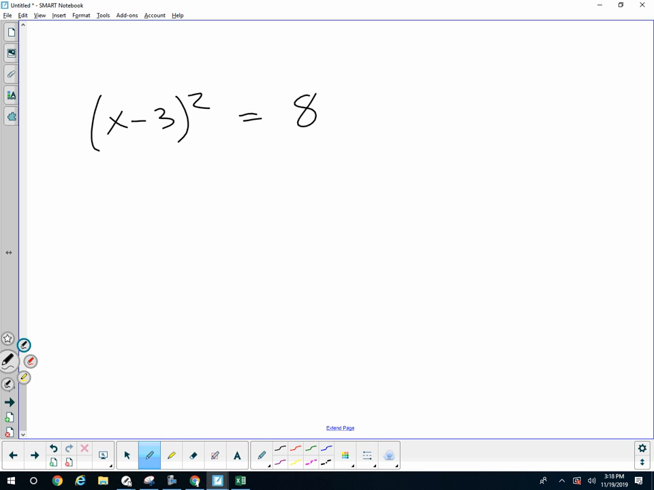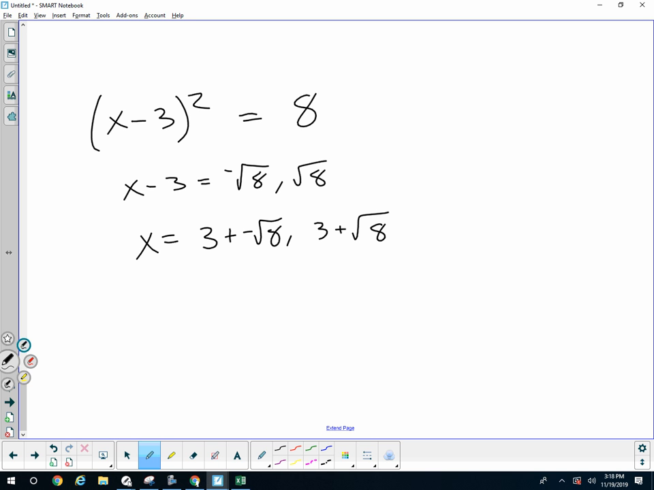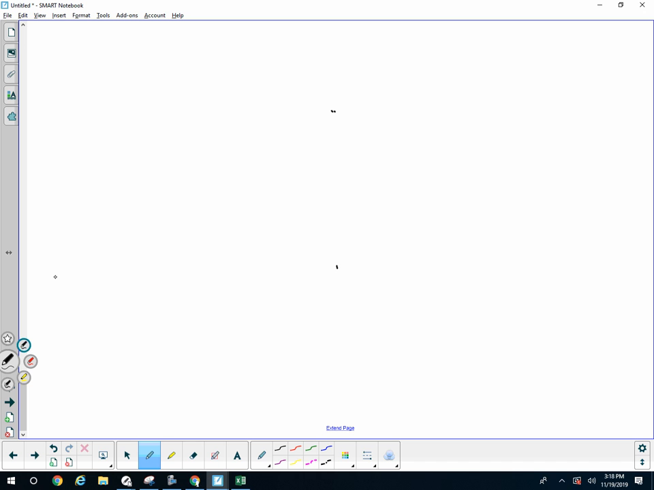Yeah, it's good. Plus a negative, plus a positive, that's good. You can either have 3 minus root 8 or 3 plus negative root 8. x minus 3 equals both positive and negative root 8. Add 3 to everything. I'll have 3 plus negative root 8 and 3 plus positive root 8. All right, this will get you ready for your quiz. We're going to do 2 more problems.